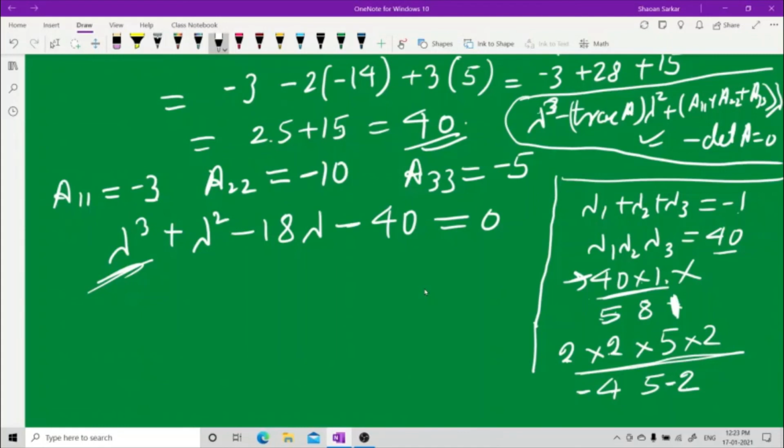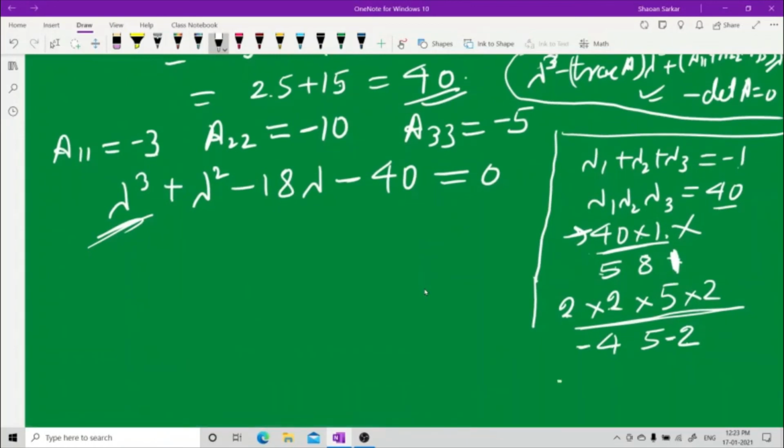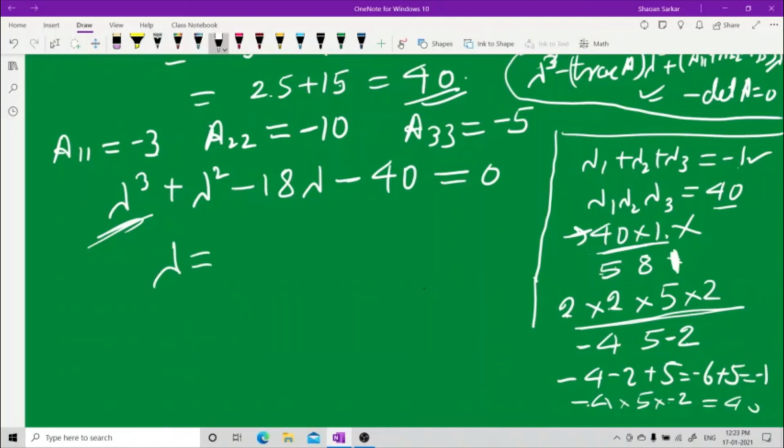If you add, I'm dragging it a little down. You'll understand what I'm up to. Minus 4 minus 2 plus 5 will give me minus 6 plus 5, and this will give me minus 1, what I wanted here. Now you multiply minus 4 into 5 into minus 2. This minus and minus will become plus. 5 4s are 20, 2 2s are 40. So my factors are minus 4, 5 and minus 2.